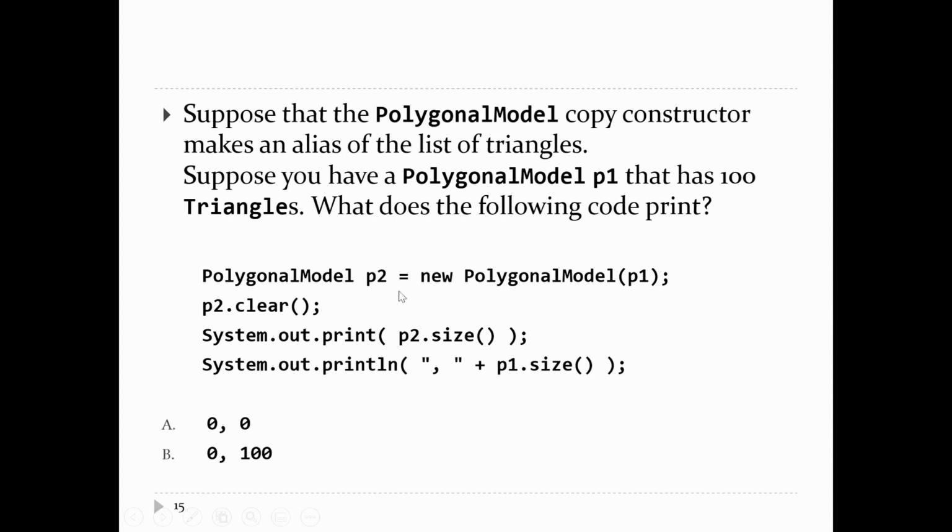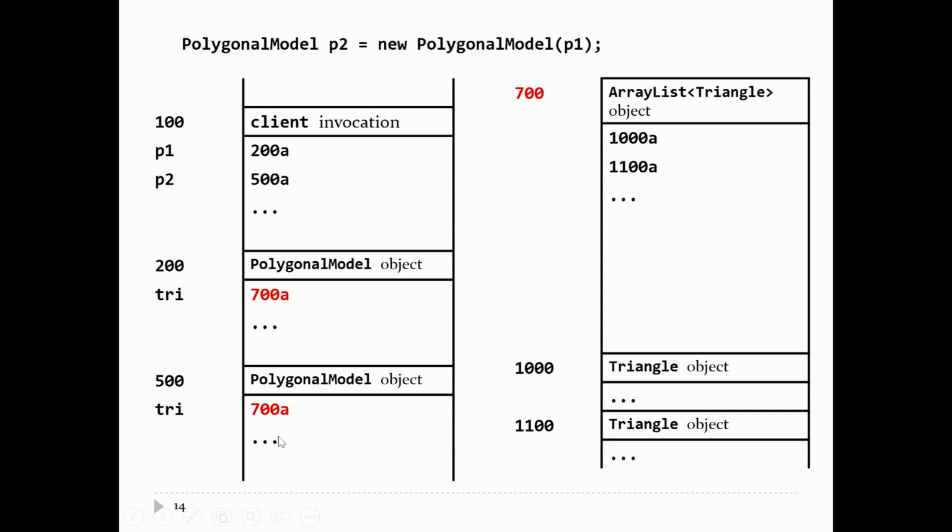So, for example, I make a copy using the copy constructor. I then clear the second model. There's supposed to be 100 triangles in P1. I make a copy of P1 and then I clear P2. What's the size of P2? 0. What's the size of P1? Well, it's also 0 in this case. Why is it also 0? Because they both have a reference to the same list. So if you clear this list, the size of that list is 0 and the size of that list is 0.